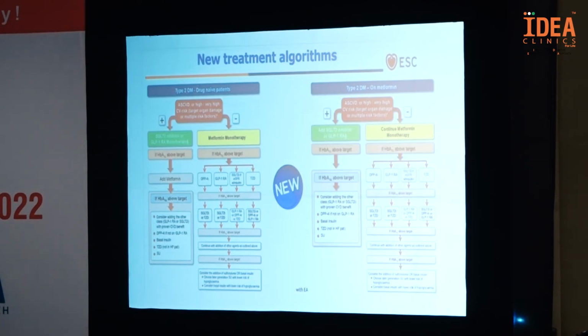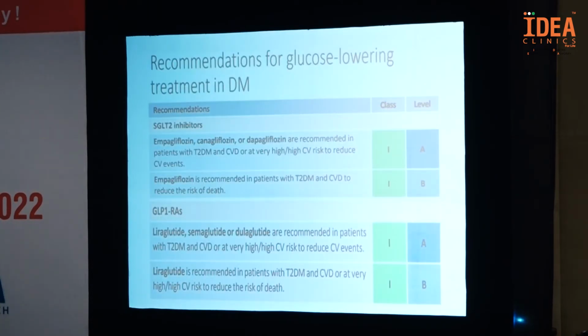If the patient is already on metformin monotherapy and not under control, you can add one of the SGLT2 inhibitors or DPP4 inhibitors based on the HbA1c target. If the patient is already on metformin and has atherosclerotic cardiovascular disease, you need to add SGLT2 inhibitors or GLP-1 receptor agonists as the first line drugs.